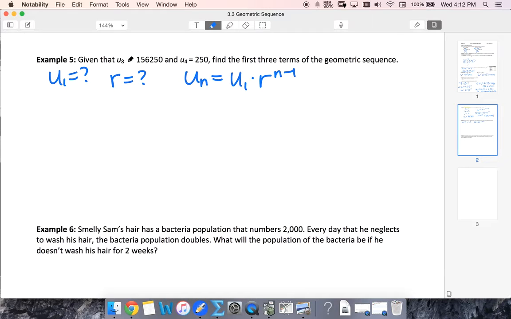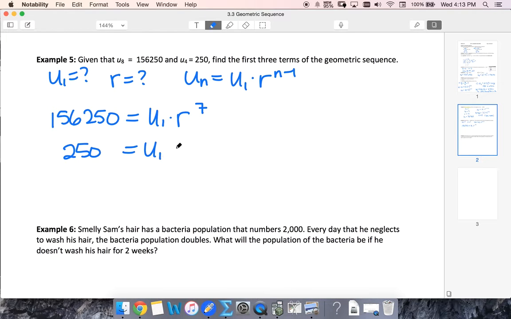So the eighth term, 156,250, that is the first term times my R, whatever it is. This was the eighth term, so 8 minus 1 is 7. The other equation I can set up, 250 equals U1 times R, this is now the third term.